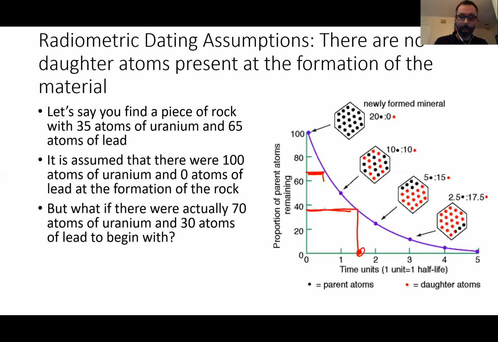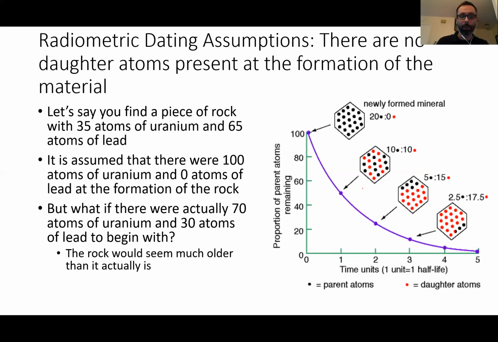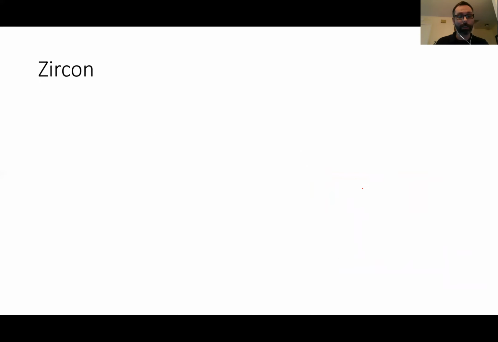And so the rock was actually only half of a half-life old, right? It was only 300 million years old instead of a billion years old or whatever it is, right? This is definitely going to be a problem. It would seem that the rock was older than it actually is. Now, this is a real problem for dating rocks, which is why we usually only focus on one kind of rock called zircon.